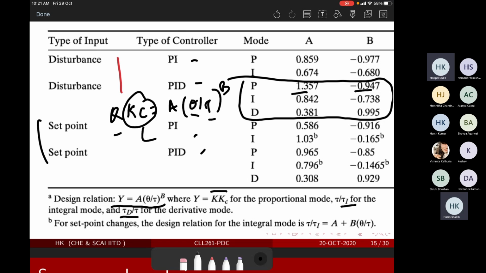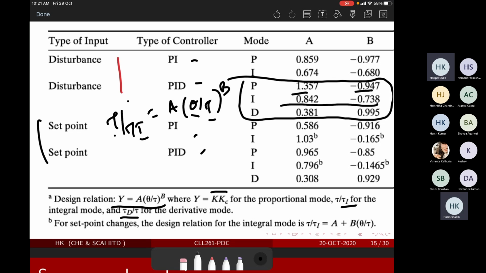And when you want to do it for the integral term tau I, you will again use the same relation, but it would be tau by tau I on the left hand side. Again, go back and pick these two. And for the derivative time tau D, the left hand side would be tau D by tau, and you will go back and fix the derivative term.